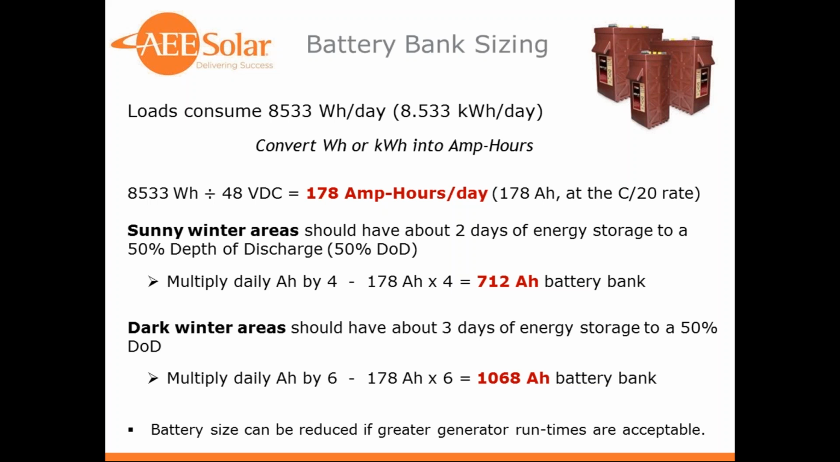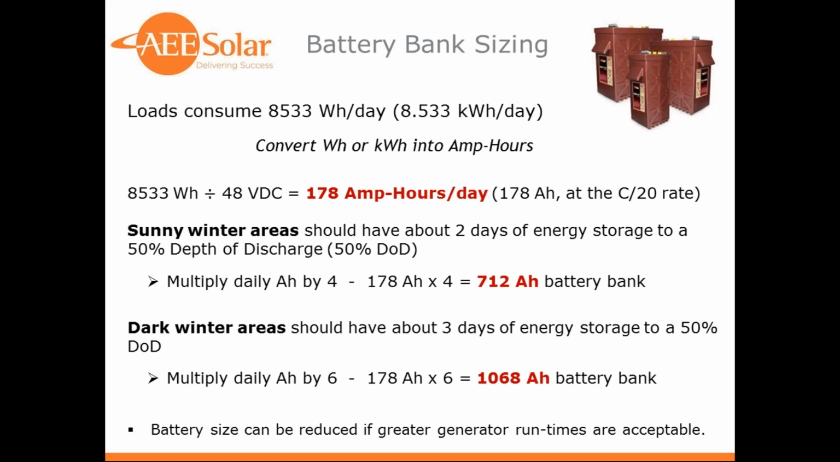Essentially, you take the watt hours of consumption, you divide that by the battery voltage. In this example, it's 48 volts DC, and you come up with about 178 amp hours per day of consumption. And that's based on the C20 rate, or the capacity of the battery divided by 20 rated battery, to get that number.